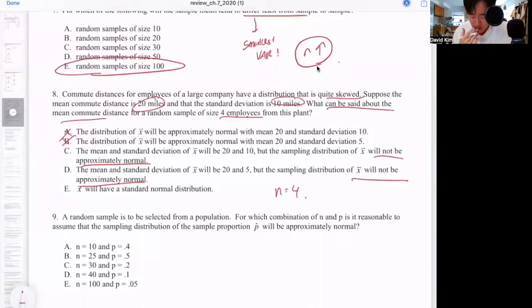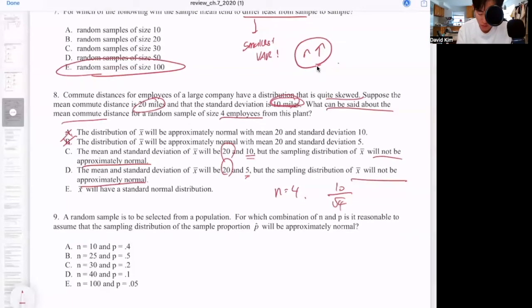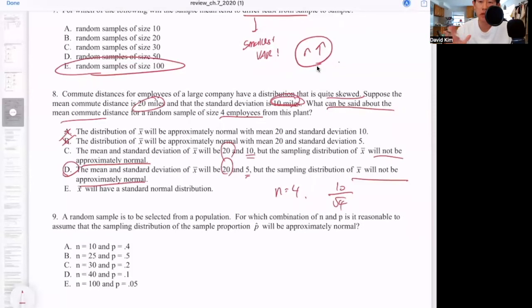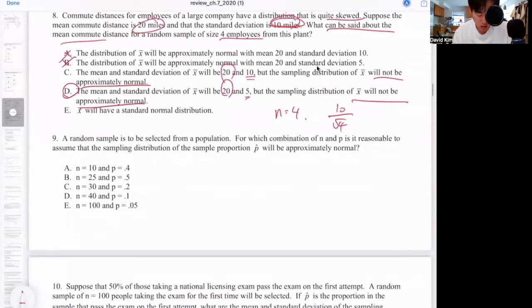The mean and the standard deviation will be 20 and 5. Well, 20 is definitely right, but between 10 and 5, the standard deviation is 10, which means I have to divide by the square root of the sample size to find the standard deviation of the sample mean. So that should give me 5, but the shape of it will not be normal because the sample size is just too small.